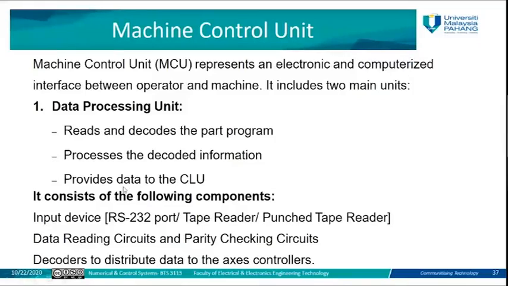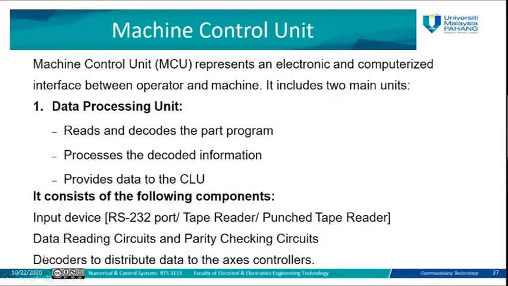It consists of the following components. It has input devices like the RS232 port, then the tape reader, in order to read the punched tape. The program is written on the punch tape, so the tape reader will read the program written on the tape. Then there are the data reading circuit and the parity checking circuits. All these circuits check the received data from the program, and also check for errors and code to interpret the coding.